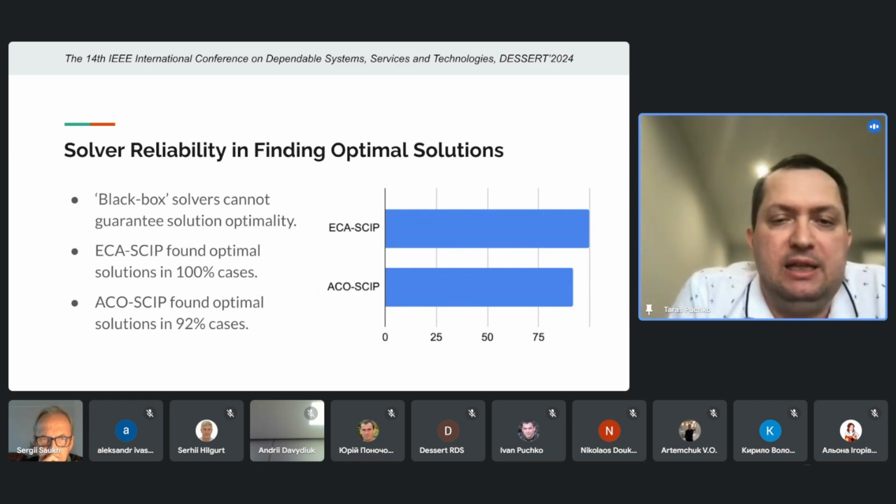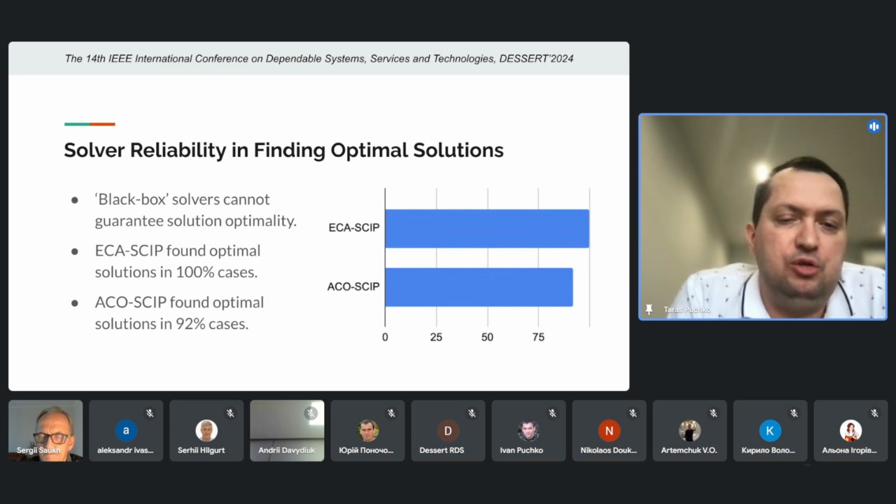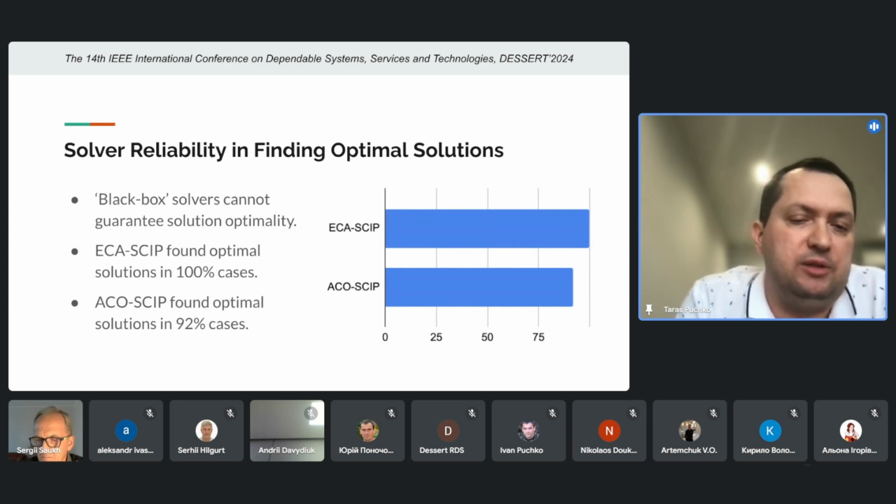While black box solvers cannot guarantee optimal solutions, the probability of finding one depends on several factors, including the solver's parameter settings, the algorithm used, and the specific nature of the problem. In our experiments, ECA SCIP found the optimal solution in 100% of cases, whereas ACO SCIP did so in 92% of cases. The difference in reliability could be due to parameter settings, or it may indicate that the ACO algorithm is less suited for this particular problem of optimizing generation capacities. However, without further analysis, we cannot pinpoint the exact cause.